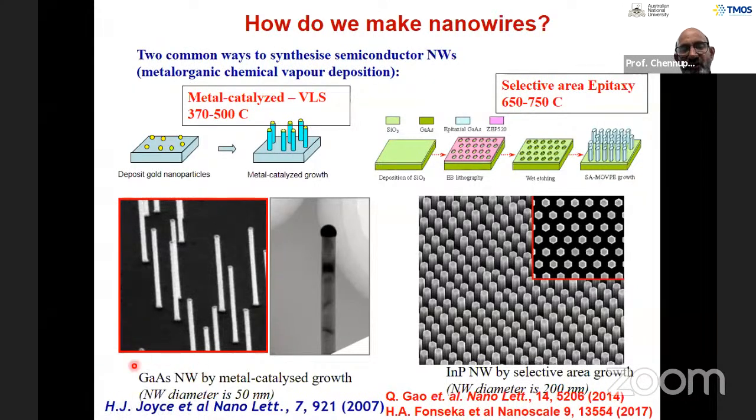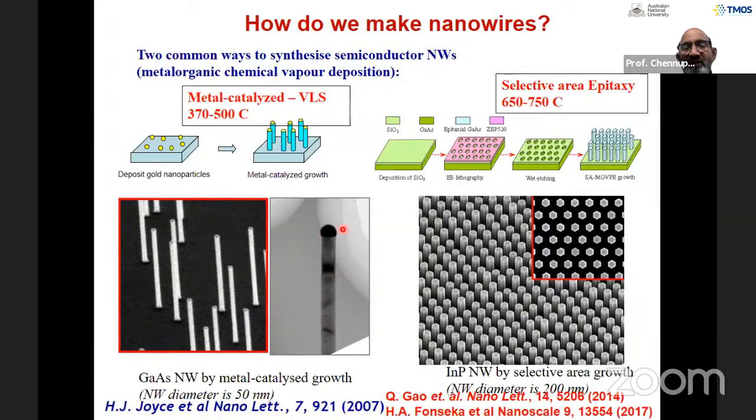Hannah Joyce, who is now an associate professor at University of Cambridge, and during her PhD at the ANU in my group, demonstrated gallium arsenide nanowires. She developed something called the 2-temperature growth process, where she is able to show that you can get beautiful cylindrically shaped nanowires, and you can see the gold nanoparticle sitting on the top. This is a scanning electron microscope image, and then I'll show you the transmission electron microscope image.